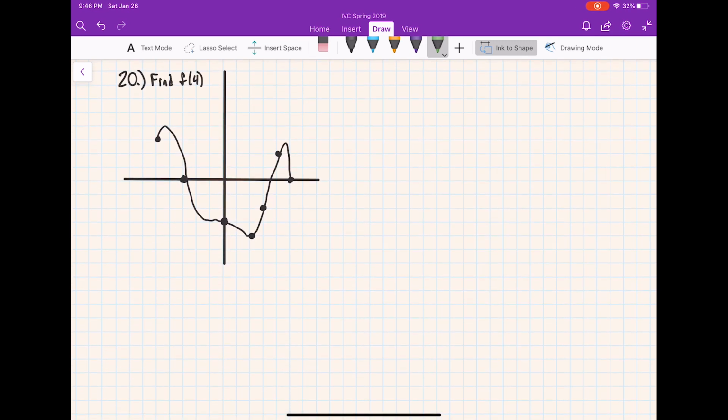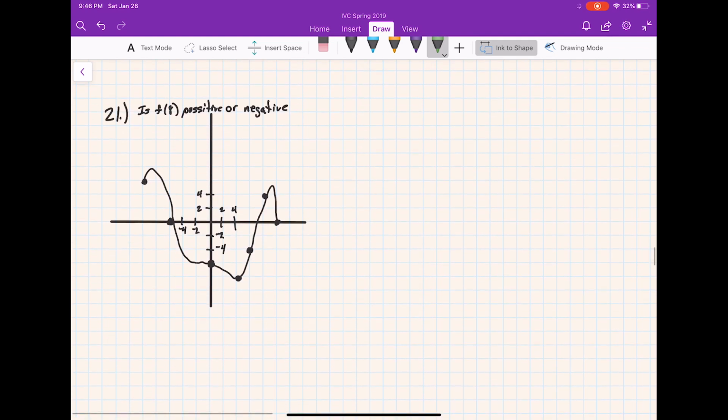The graph of the function f is given. Use the graph to answer the questions. Number 20 is use the graph of f given below to find f of 4. So 4, and there is our point that is there. It's 2, so our answer is 2. If we plugged in 4, we are going to get 2 for our y coordinate, basically.